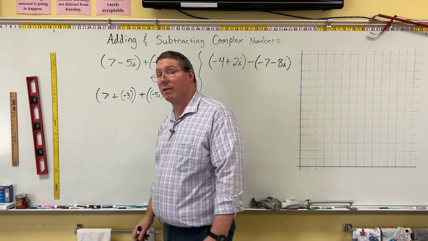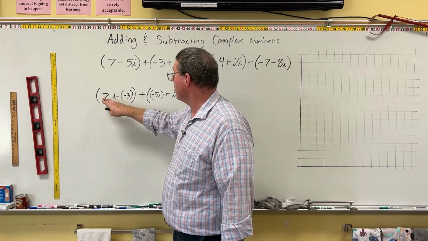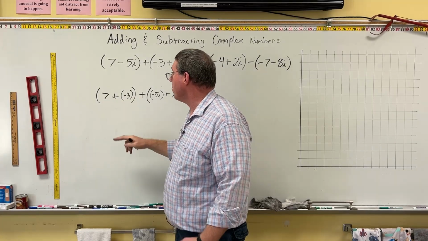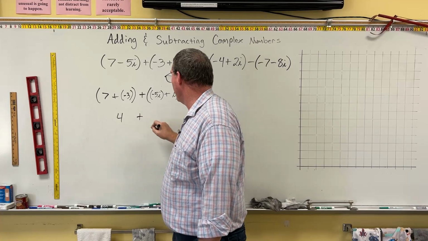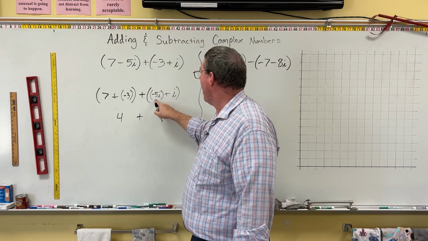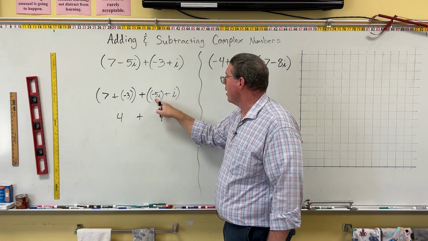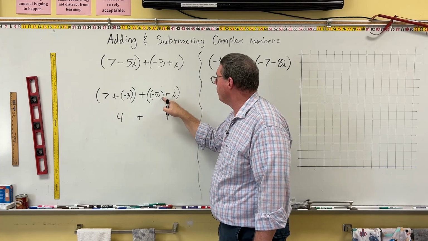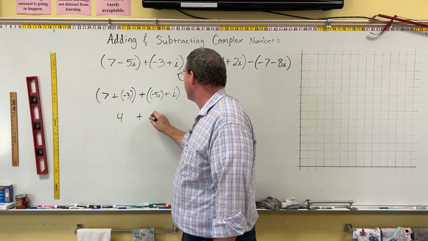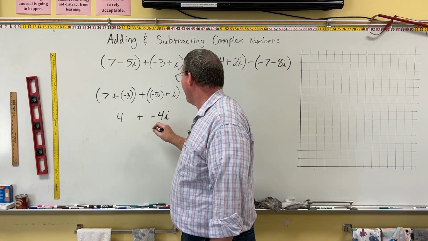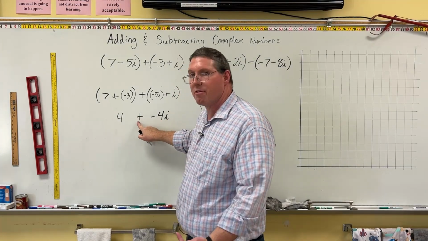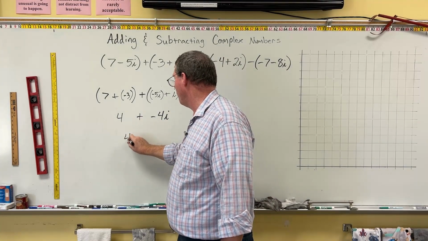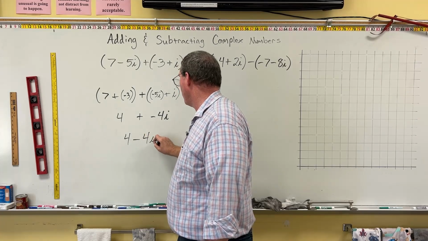You may need a calculator for this. You may have to key in 7 plus negative 3. It's the same thing as 7 minus 3, so this becomes 4 plus, and negative 5i plus i is the same thing as negative 5i plus 1i. Well, negative 5 plus 1 is negative 4. So this is negative 4i. Now, it's 4 plus negative 4i. Well, this negative takes over the plus. So it actually becomes 4 minus 4i.